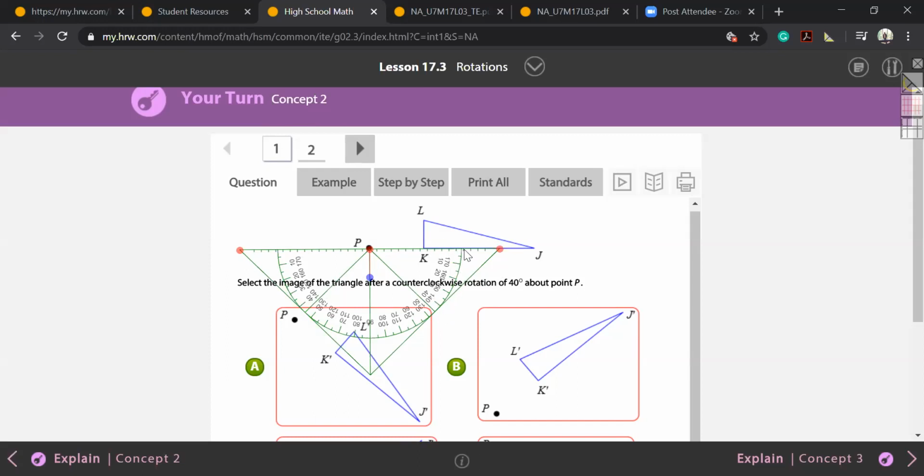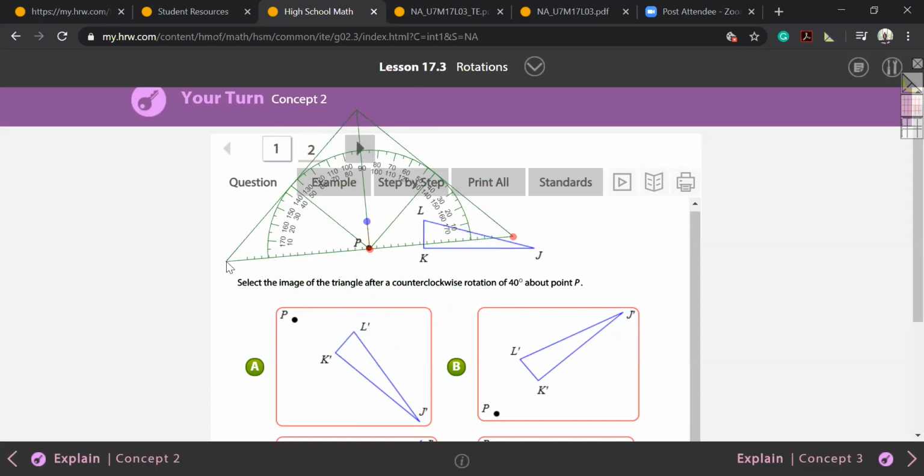Let's see the direction. K is moving like this. So this is the direction. Is this clockwise or counterclockwise? This is clockwise, but he wants counterclockwise. So my protractor should be facing upward.